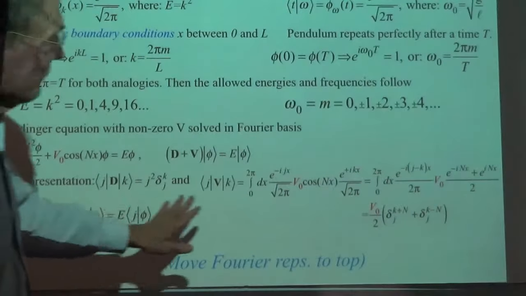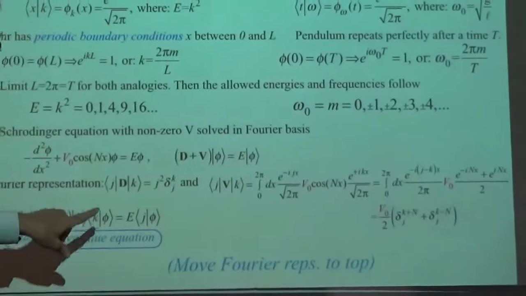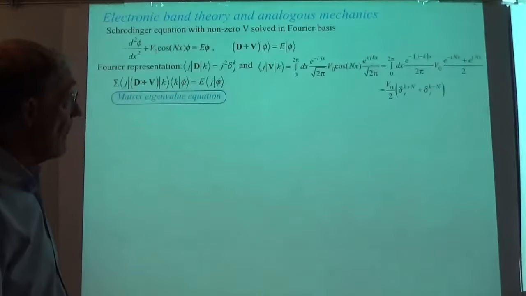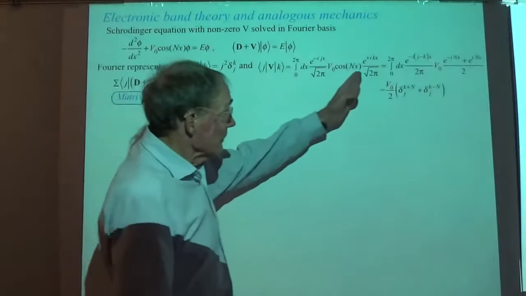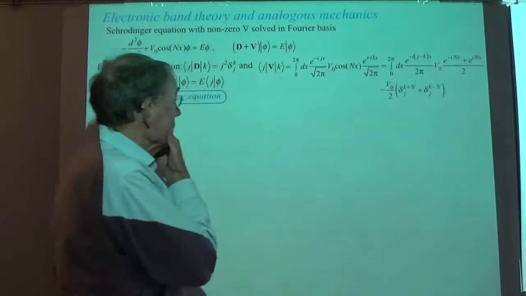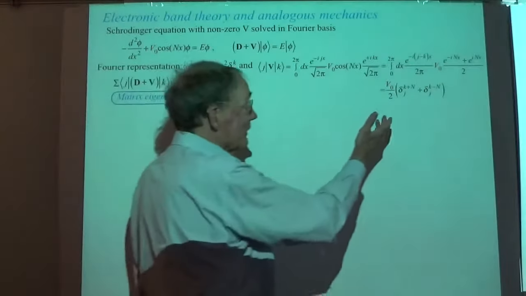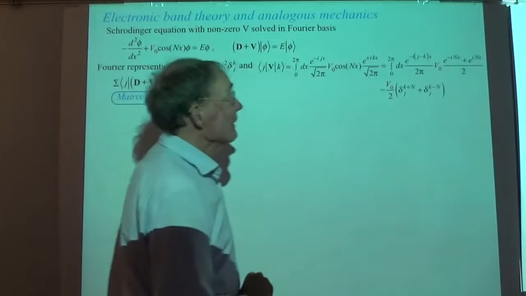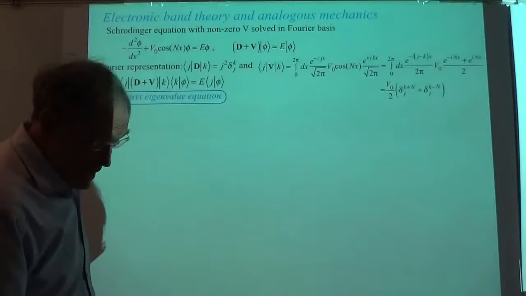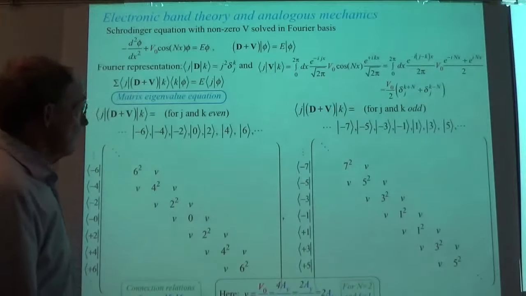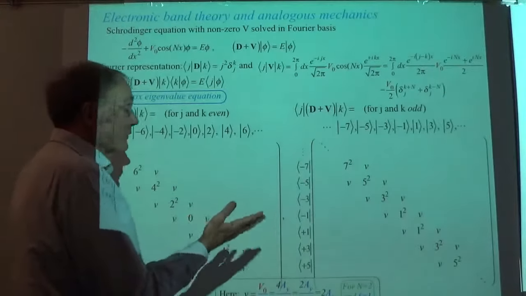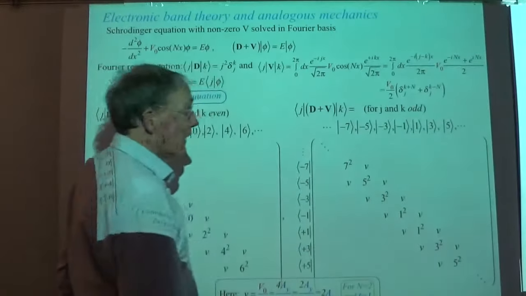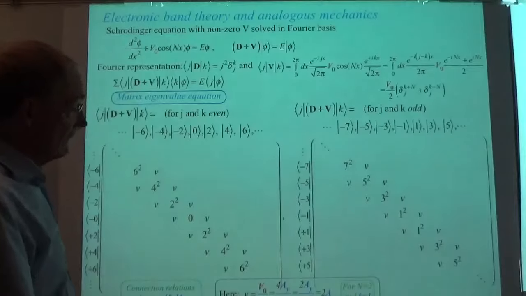Okay, so I want to move these guys up to the top and look at the form of the matrix eigenvalue equation that this gives. And so there's the calculation I was talking about of the matrix elements, and we realize that it's only nonzero for those j's that are k plus n or k minus n, so that's very restrictive. I might as well just show you the results so that you see what it is. With n equal to 2, we can have either even or odd things separate. We can do them separately.